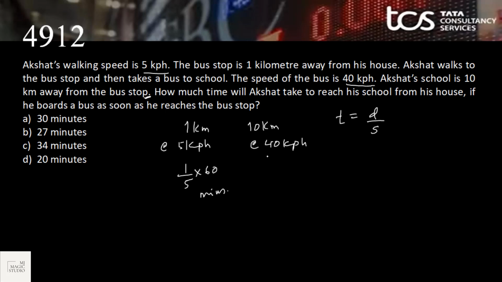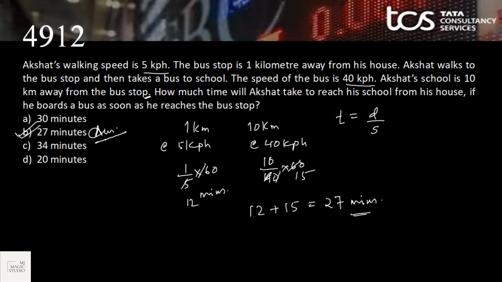Let me calculate it in minutes. And the second time would be 10 by 40 into 60. So this goes 15 minutes and this is 12 minutes. So 12 plus 15 is 27 minutes. In 27 minutes, Akshat would be reaching his school if he boards the bus as soon as he reaches the bus stop. 27 minutes, option B is the pick.